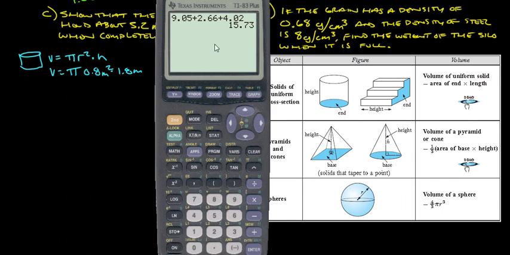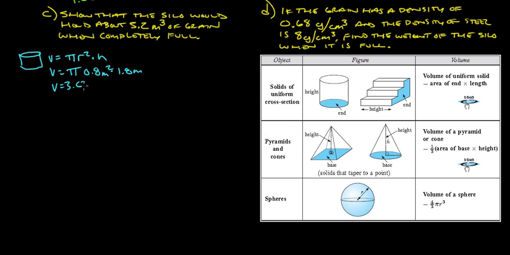So we turn that on. We take pi times 0.8 squared times 1.8 for our height, and we get 3.62 cubic meters. So that's for the cylinder. For the volume of a pyramid or a cone, it's just 1/3 the area of the base times the height.